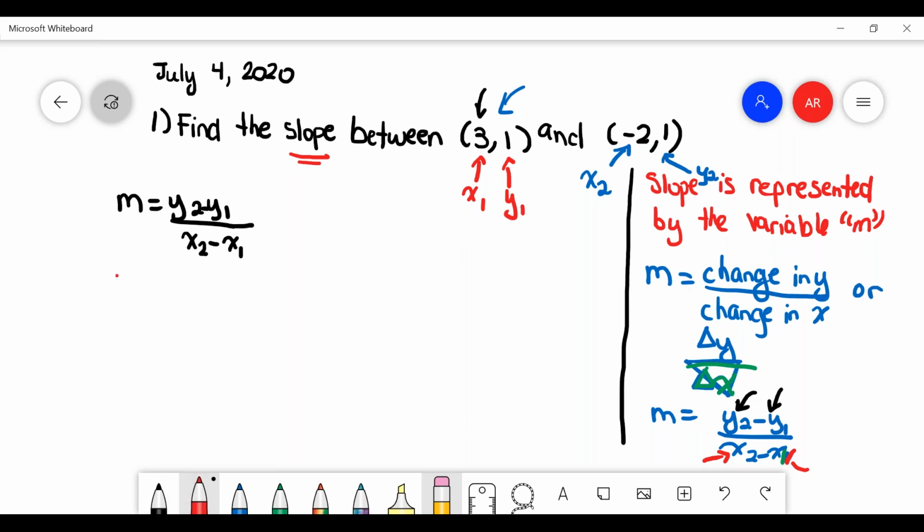And this is basically the next line. I'm going to write m is equal to. Now let's take a look at our numerator. The numerator says y2 minus y1. We established y2 as 1, and we established y1 as 1 in addition. So we have 1 minus 1 as per the slope formula. And this is divided by the change in x, in other words, x2 minus x1. We established x2 is negative 2, so I'm going to write that down. And x1 is 3 as we've established, so minus 3.